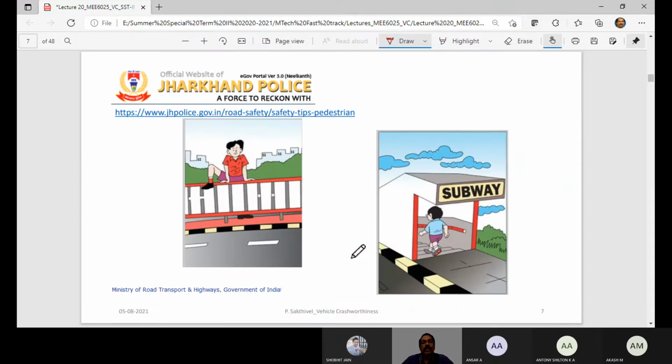So these are the do's and don'ts. Don't cross the divider like this, and children should be educated to use subways instead.